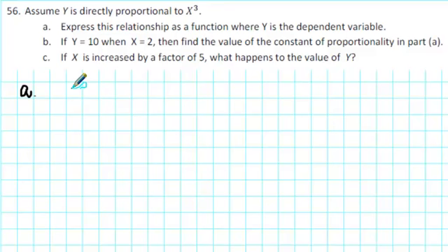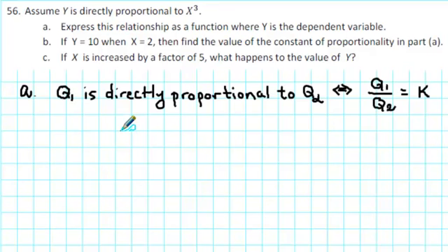First of all, we need to recall that if two quantities are directly proportional to each other, then when we find the ratio of those two quantities, we get a constant value. So if Q1 is directly proportional to Q2, then Q1 divided by Q2 will be equal to some constant, which I've denoted with the letter k.